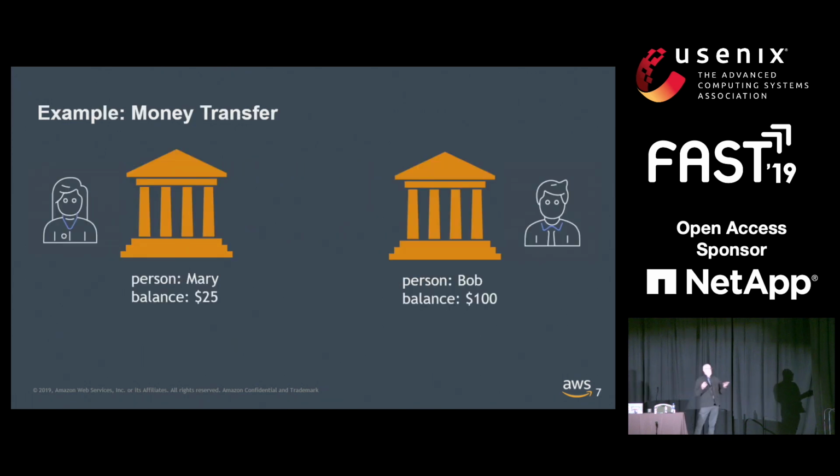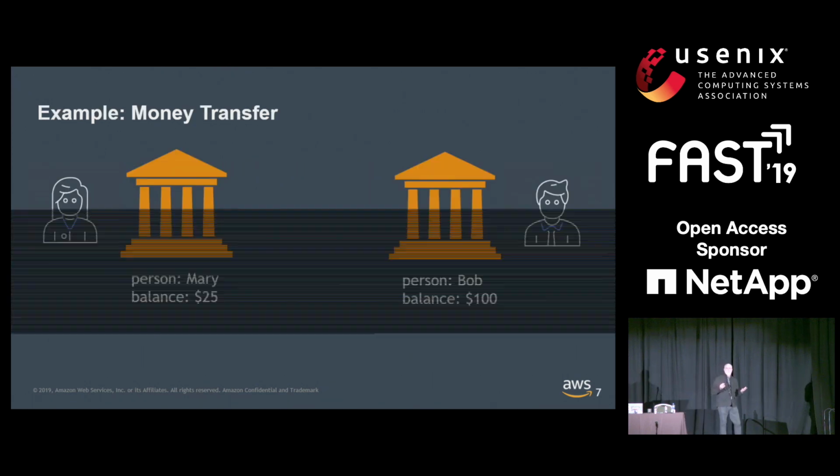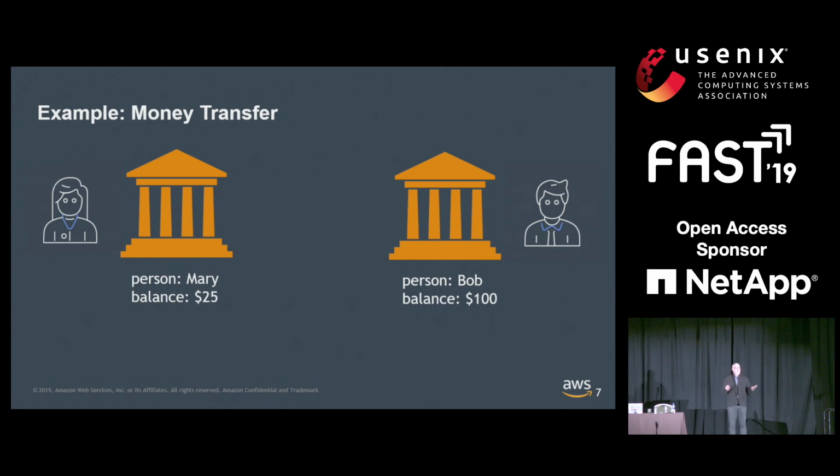So the textbook example of using transactions that you learn about in schools is a banking application. So I'm going to use that today. Suppose we have a bank and it wants to store its data in a NoSQL database. There's an entry in this database for every customer of the bank. The primary key is the person's name. The value is their bank account balance.